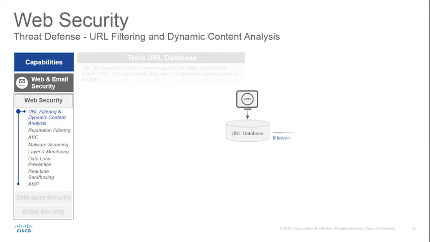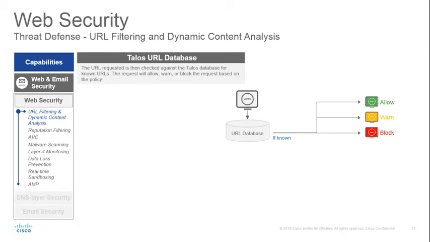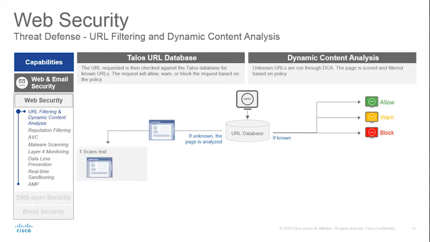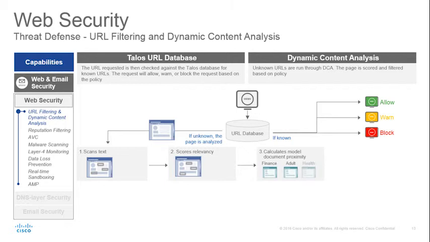Once a web request is made, URL filtering leverages the Talos URL database to look for known malicious websites. Based on what category the known URL is placed in and the web policies of the administrator, the request can allow, warn, or block the request. With new websites being created every day, it is important to also have protection against unknown URLs.